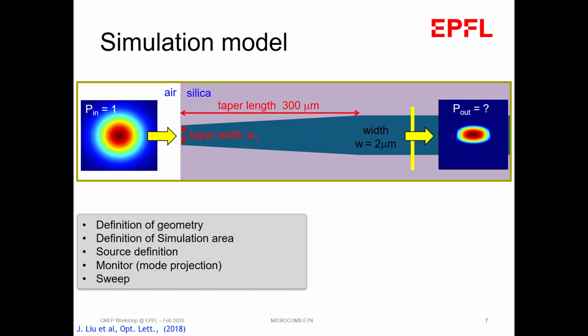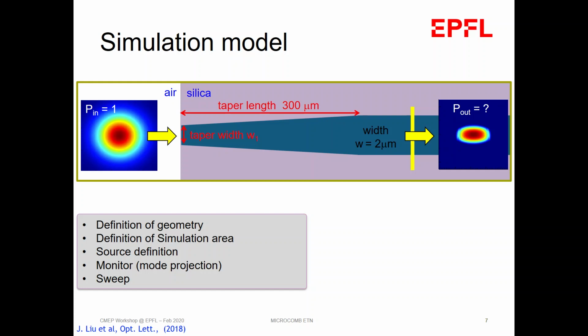Then we'll define the source. As I mentioned, we will use the Gaussian source with the mode field diameter of 2.5 micron. That is kind of standard if you buy this lens fiber either from Nanomax or Nanonix or from Aussie Optics.